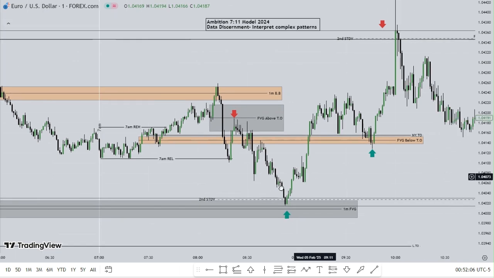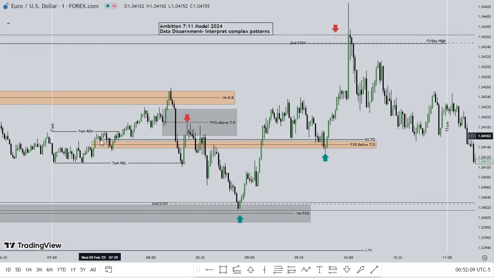But what did I do? I just waited for price to get to the true open, which is right here. This is the New York True Open. The price traded higher, then it consolidated. As you can see, it created these highs and created these lows. And then at a specific time, the price traded to this low here. As it traded this low, it traded to the 1 minute fair value gap that's here.